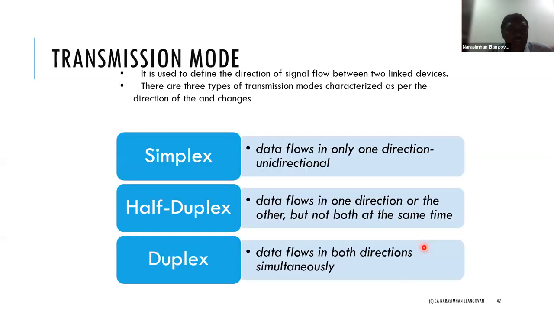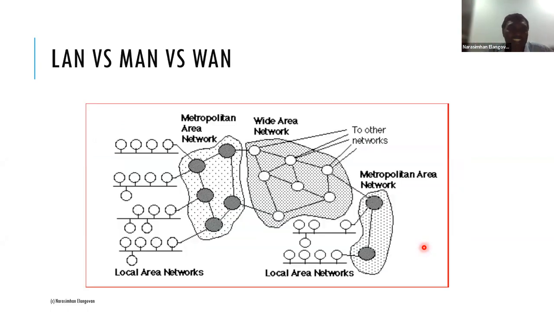Next, transmission modes are of three types. Simplex, one-way transmission: radio, television. Half duplex, you either speak or receive, both are not possible. Classical example, walkie-talkie. Third, duplex, data flows in both directions. Classical example, telephone, right? You speak to your spouse, on a lighter note, you also speak, she or he also speaks, nobody understands. Anyway, it's just on a lighter note.